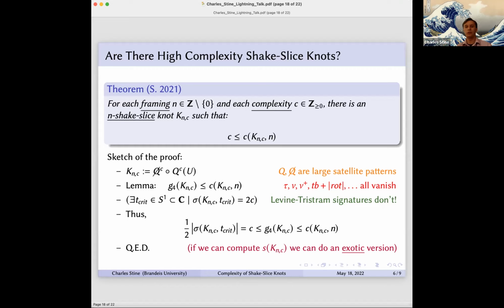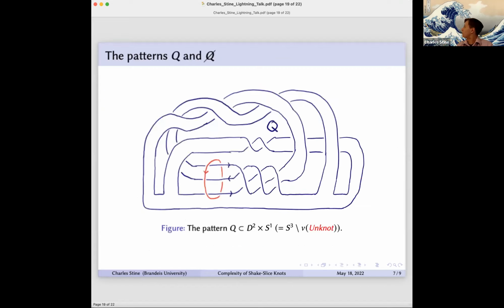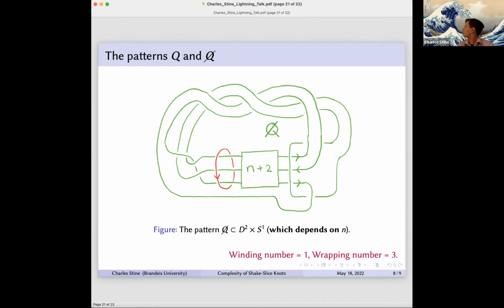So now let me show you very quickly what the patterns Q and Q' are. This is the pattern Q. As you can see, the crossing number is high, but the winding number is 1 and the wrapping number is 3. So maybe not too far from what Claudius was talking about yesterday. And then here's the pattern Q', also winding number 1, wrapping number 3. And you can notice this is where the dependency on the framing comes in.